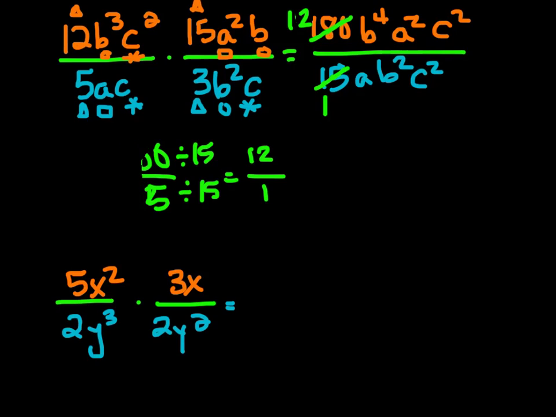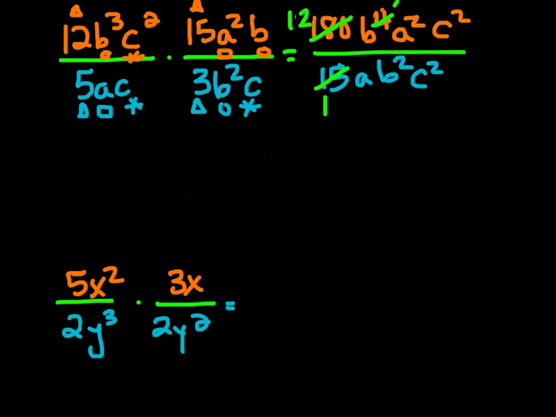I'm going to give myself more room by erasing it all. Our next task will be to figure out what else we have remaining. On the top we have b to the fourth, and on the bottom there's b squared. So b to the fourth is going to become b squared, and the b squared on the bottom disappears.